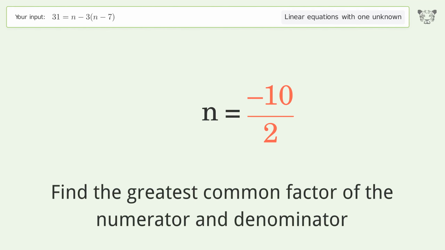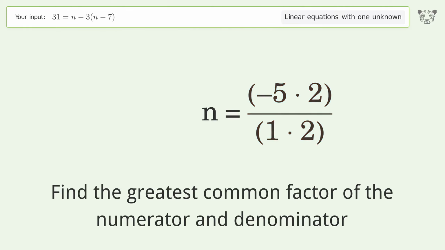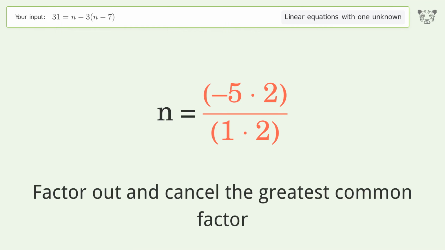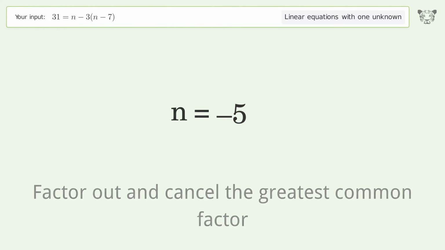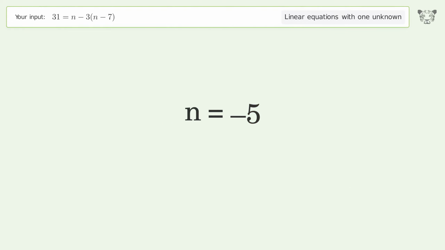Find the greatest common factor of the numerator and denominator. Factor out and cancel the greatest common factor. And so the final result is n equals -5.